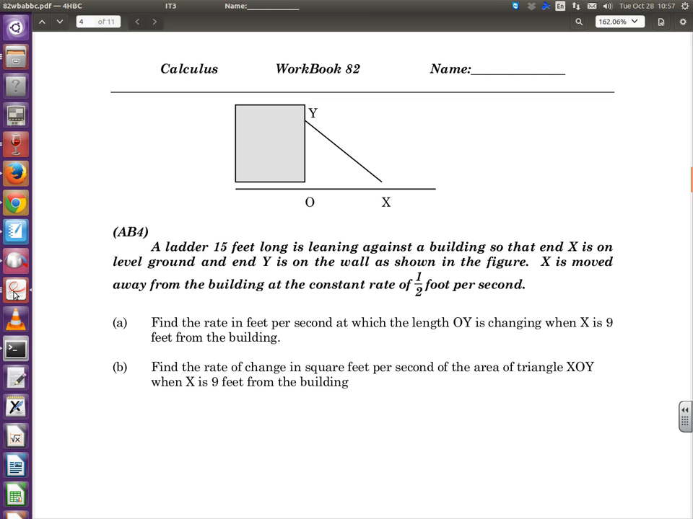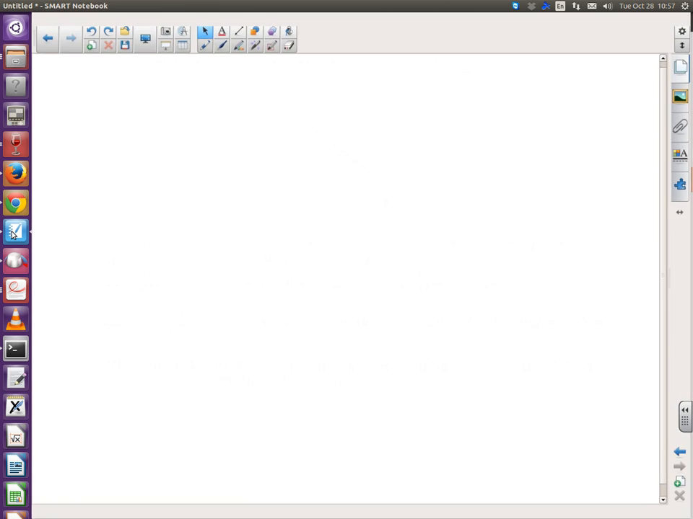So everything's moving, right? OX is changing, OY is changing. YX is not. That's the length of the ladder. Then everything's moving, and you take a snapshot the moment that we're 9 feet from the base of the building. X is 9 feet from there. And at that moment, how fast is Y changing, right? Okay, so here's what we did.